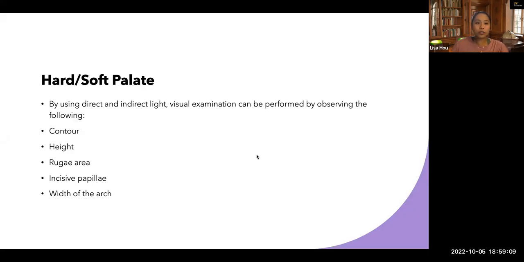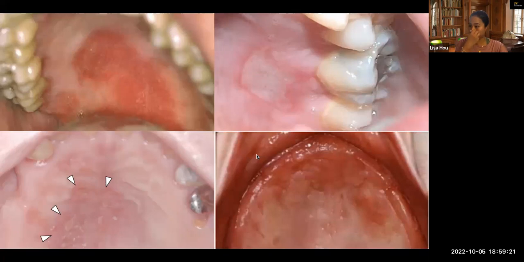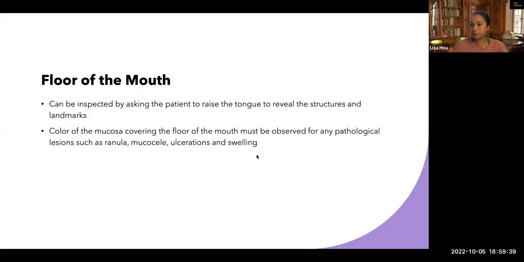Now moving on to the hard and soft palate. By using direct or indirect light, conduct a visual exam, and you can take a look at the contour, the height, the area, the size of the papilla, and the width of the arch to look for any abnormal lumps and bumps. Here in the picture on the top right, you see thermal burning, like if you drink hot soup and accidentally burn yourself. Top left, you see candidiasis after wiping the white spots away. Bottom left, you see herpes zoster. Bottom right, denture stomatitis.